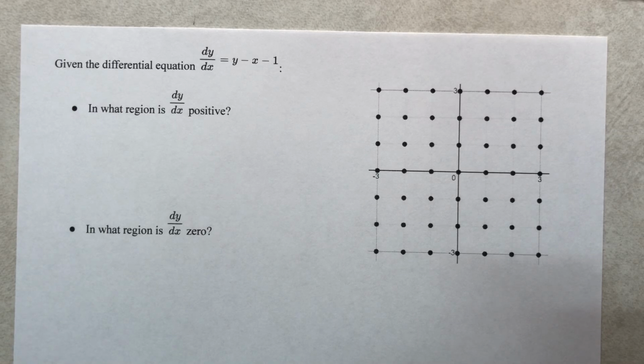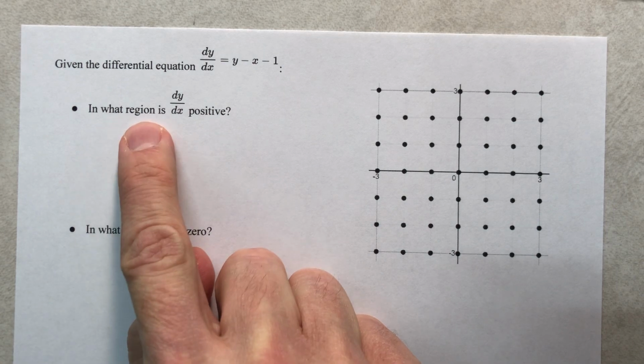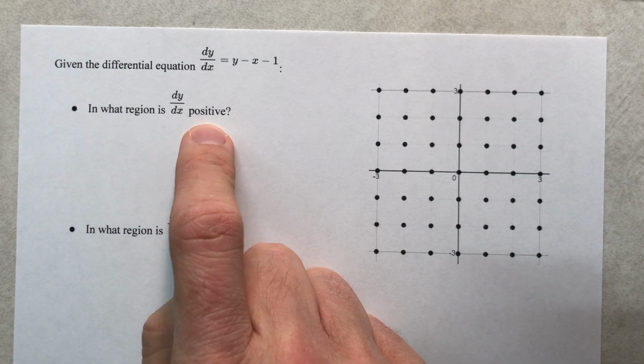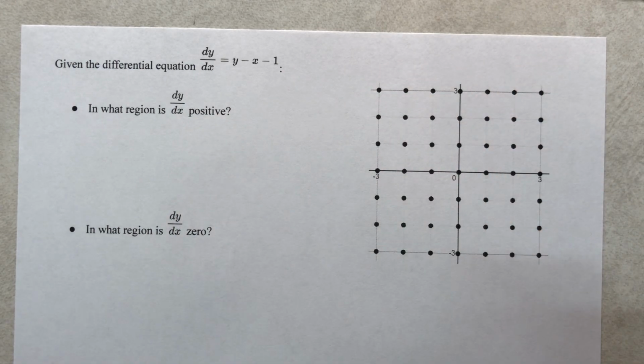Okay, this slope is not represented by a fraction, so things are going to be a little bit different. And the questions are a bit different. So in what region is this positive? And when you say what region, you might be thinking what quadrant, what area. Well, it's not going to be necessarily a quadrant.